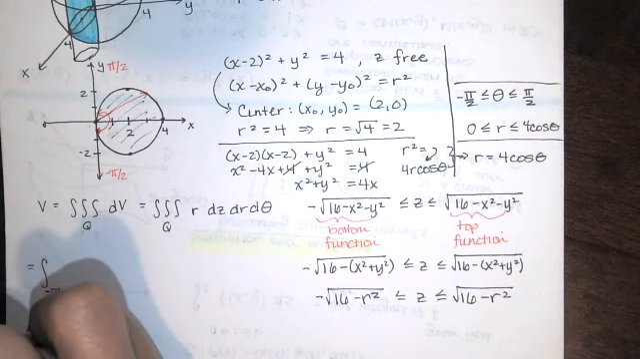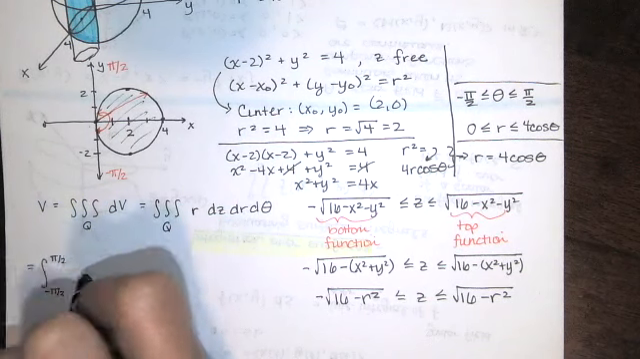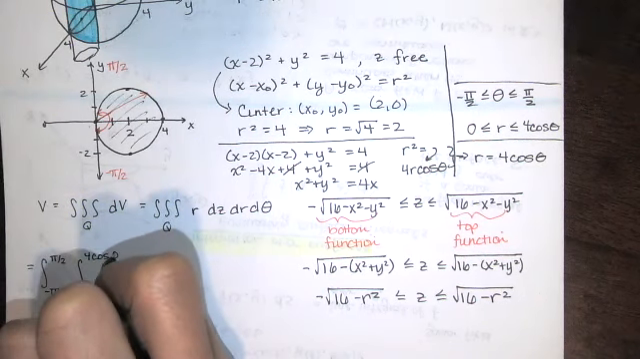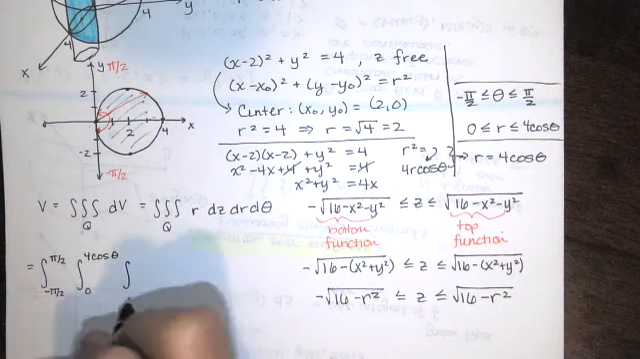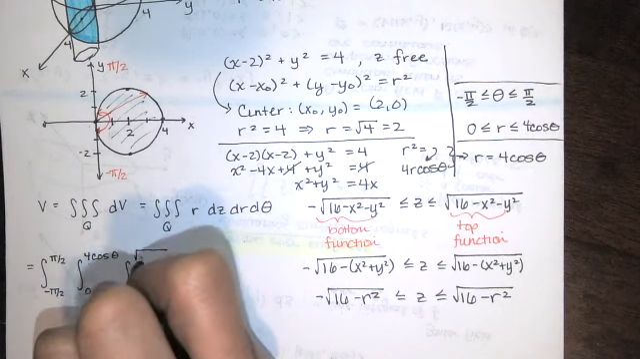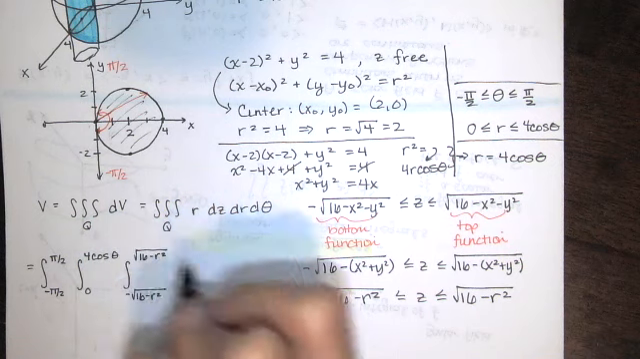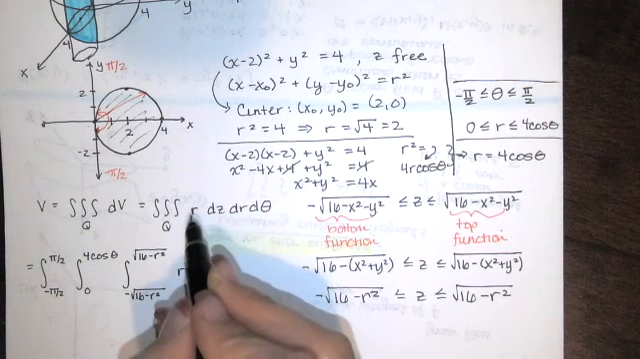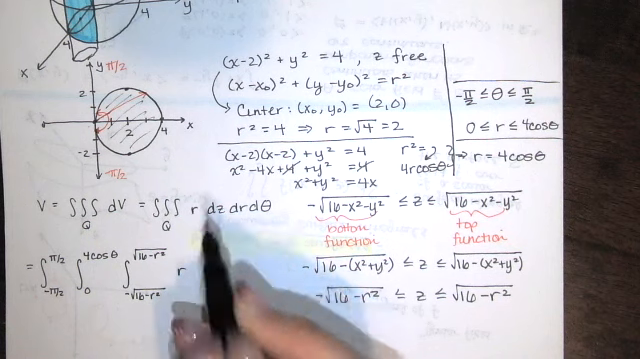Theta goes from negative pi over 2 to pi over 2, while r goes from 0 to 4 cosine of theta. And z goes from the negative square root of 16 minus r squared to the positive square root of 16 minus r squared. And then the dV was r times dr d theta times dz.